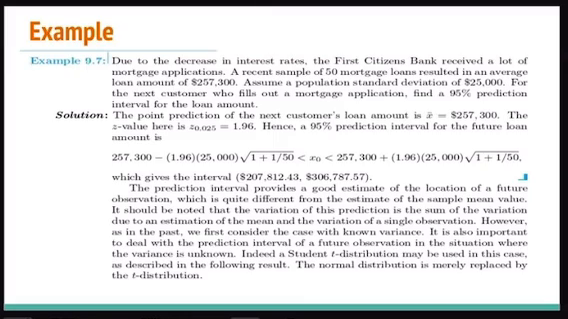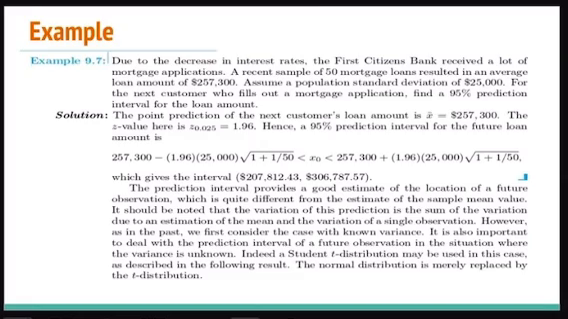Now, a recent sample of 50 mortgage loans resulted in an average loan of $257,300, assuming a population standard deviation. Look at that, this is a specified population standard deviation of $25,000. For the next customer who fills out a mortgage application, prediction is forward looking. Does that make sense? We don't know the next customer; it's random and could be anybody.